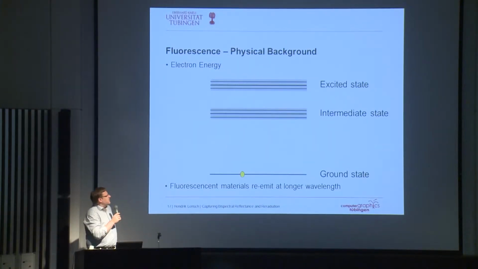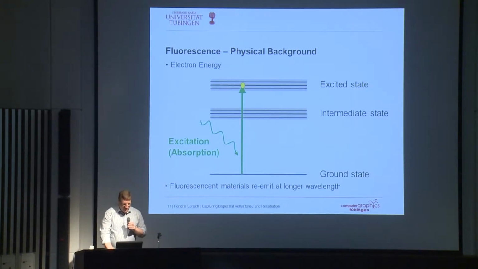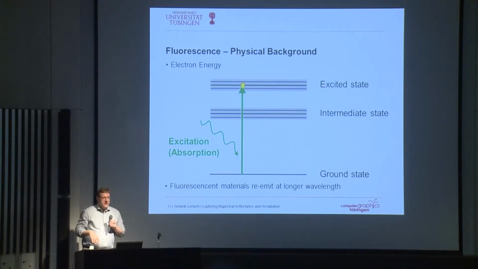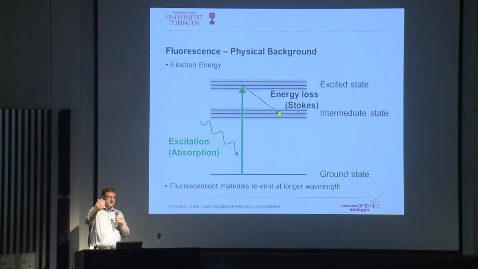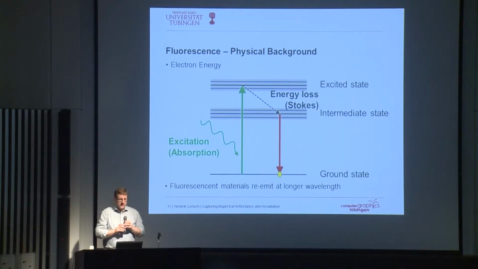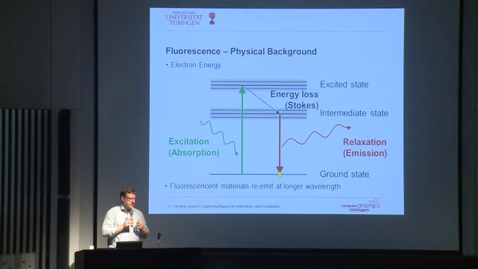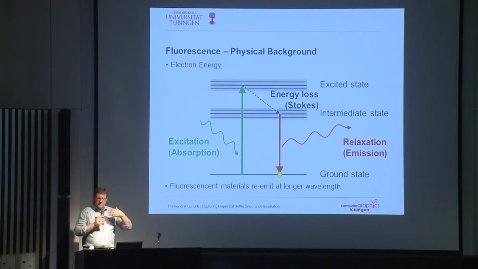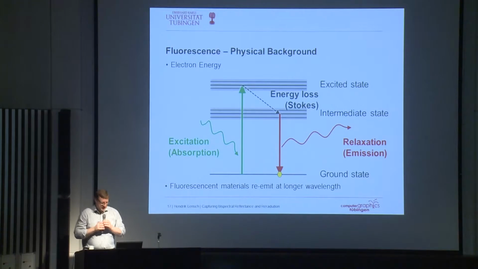So here's the physical background, what's happening. We have a photon coming in with some high energy, and the energy excites an electron to some state, and then fluorescent materials have this so-called Stokes shift, so the energy of this electron drops down to an intermediate state, and from there on it drops down again and re-emits a photon, but now of less energy. Okay, so it's always a wavelength transport from shorter wavelengths, that is higher energy, to longer wavelengths, lower energy.